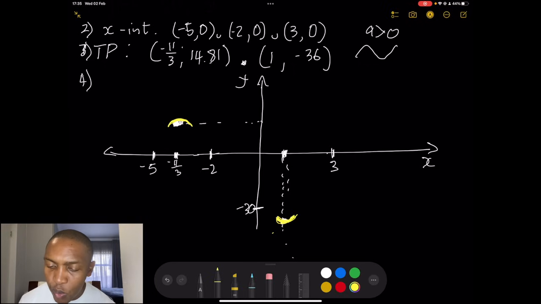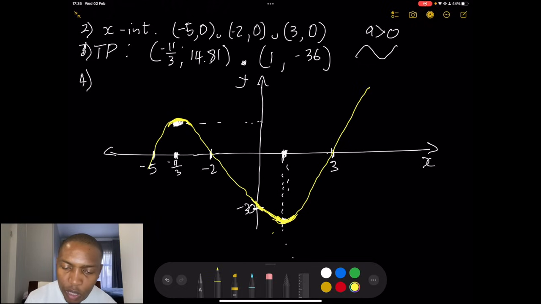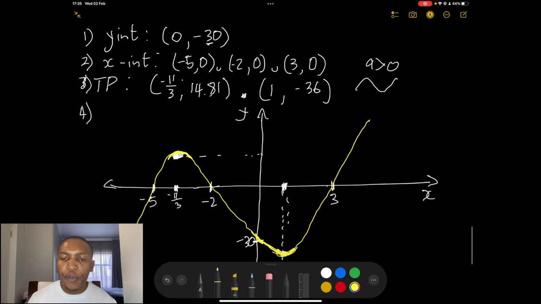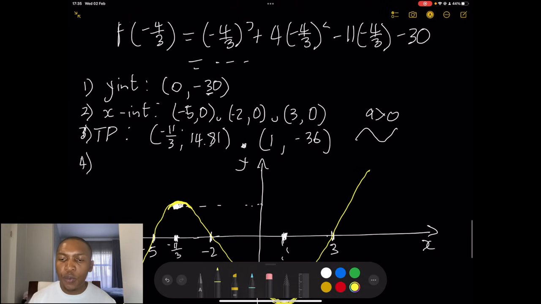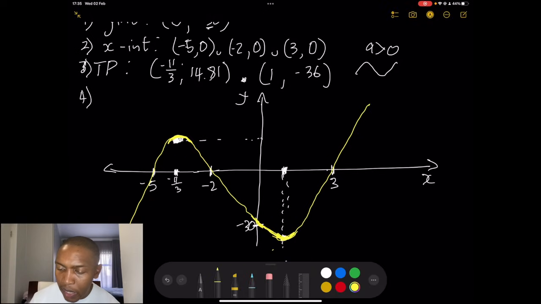Now it will have to cut through that minus 30 there. So let's finish off our graph. So this is what the graph would look like. It should cut through somewhere there, and it should cut through somewhere there. And that's what it looks like. And by the way, the point of inflection, which is what we found there, was at minus 4 over 3, which is minus 1.33 somewhere. So it would be somewhere there.